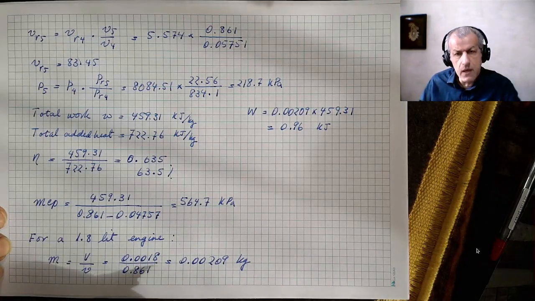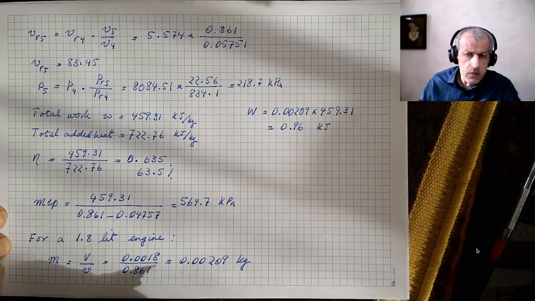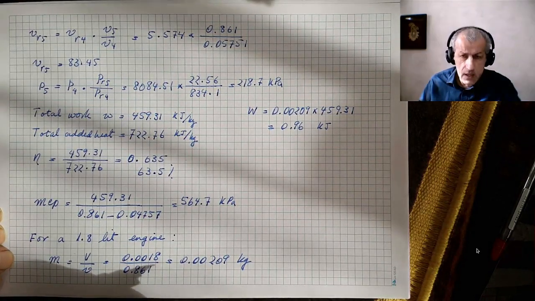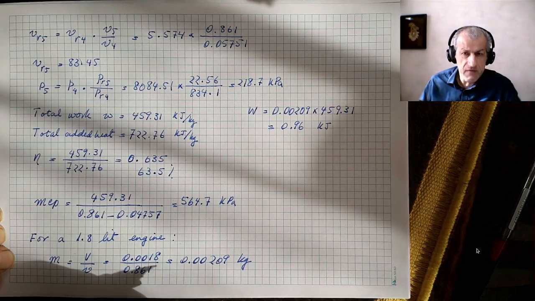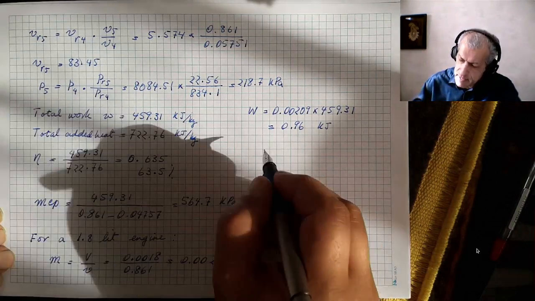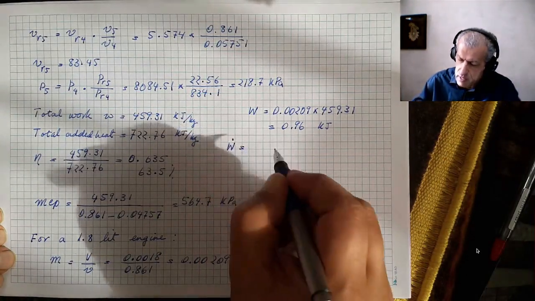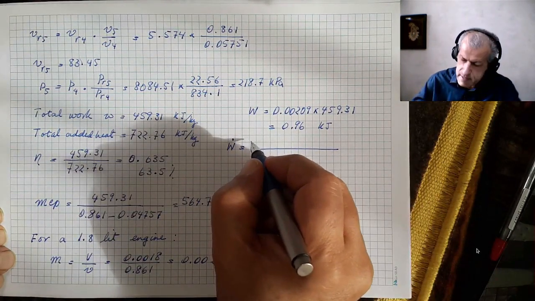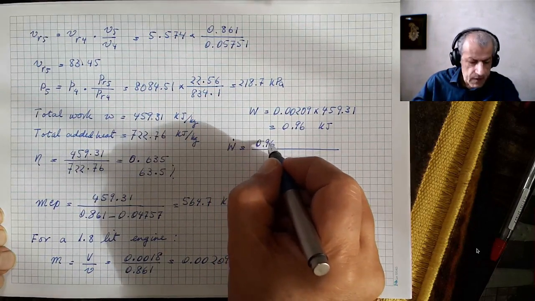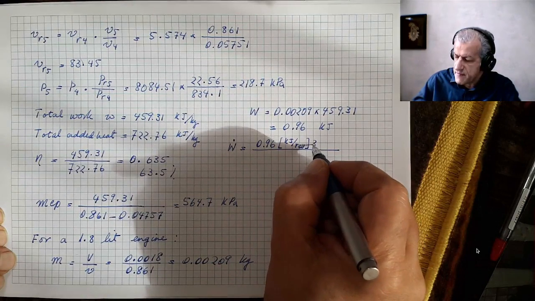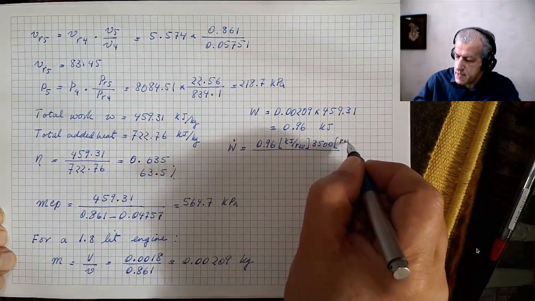Now, if the engine is run at 3,500 revs per minute, which is quite an ordinary revolution for an engine, where many engines have their best efficiencies, minimum consumption, then the power produced is 0.96 kilojoules per rev times 3,500, which is revs per minute.